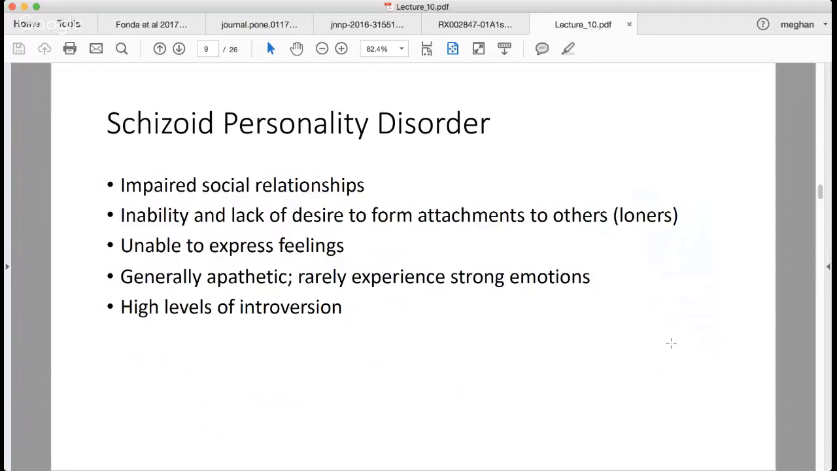Early theorists believed that this was a precursor to psychotic illness. There has been some link to autism spectrum disorders for schizoid personality disorder. Severe disruption in sociability seen in schizoid personality disorder may be due to severe impairment in underlying affiliative systems.